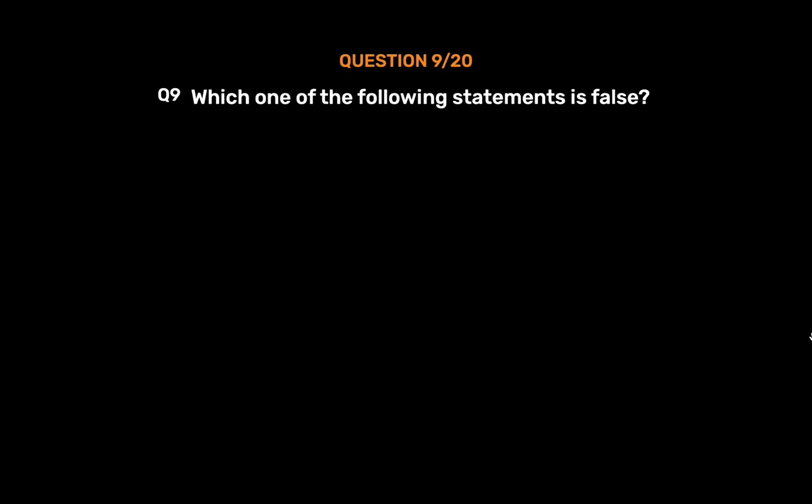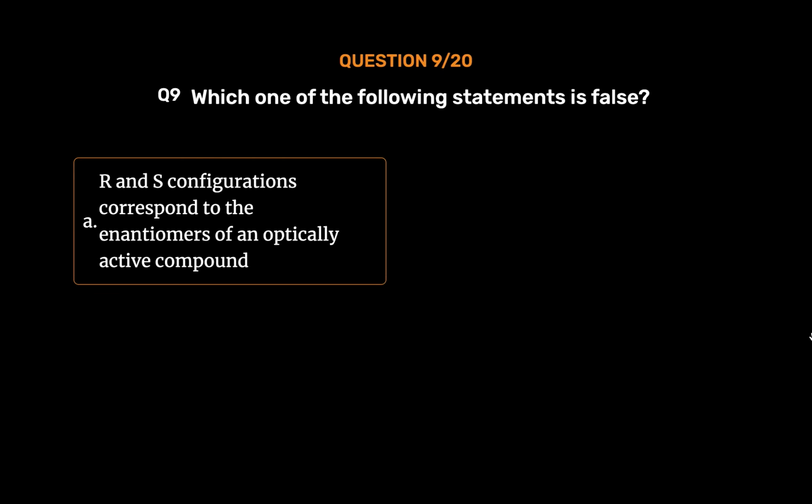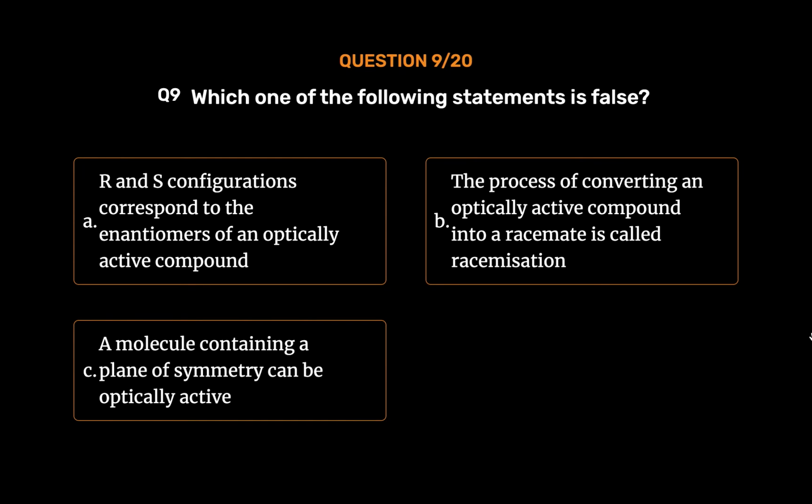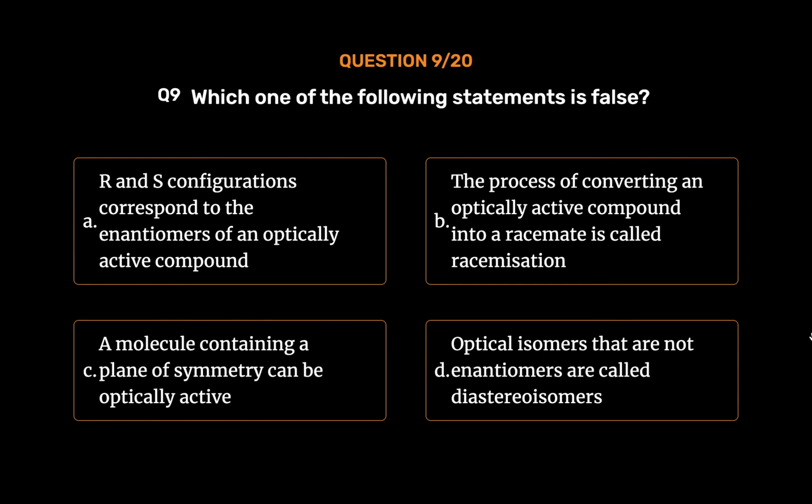Question number 9. Which one of the following statements is false? Option A. R and S configurations correspond to the enantiomers of an optically active compound. Option B. The process of converting an optically active compound into a racemate is called racemization. Option C. A molecule containing a plane of symmetry can be optically active. Option D. Optical isomers that are not enantiomers are called diastereoisomers. The correct answer is Option C. A molecule containing a plane of symmetry can be optically active.